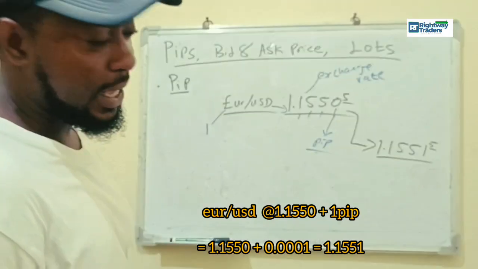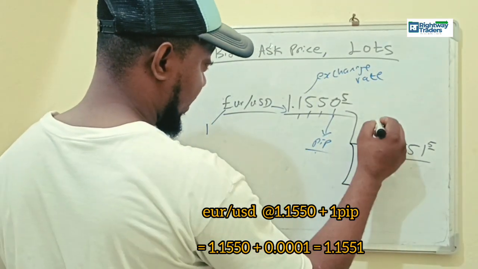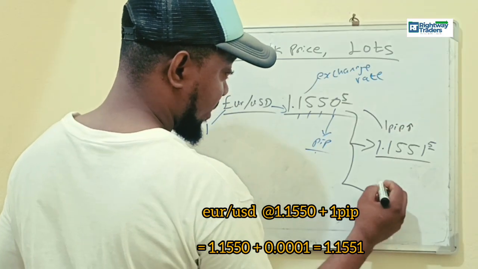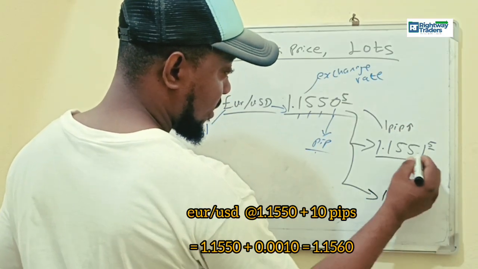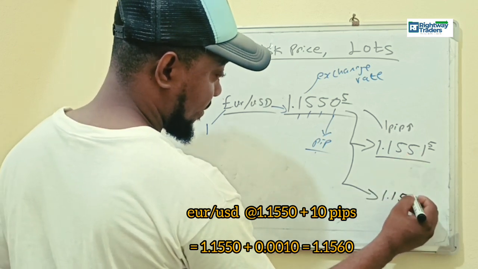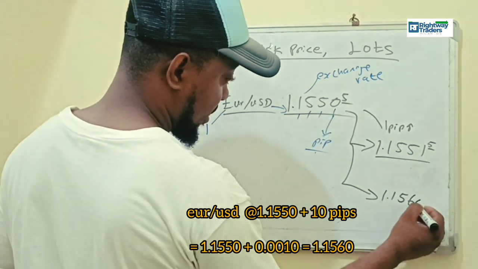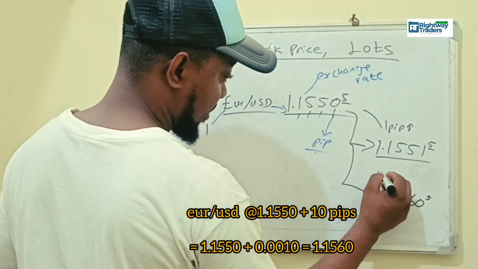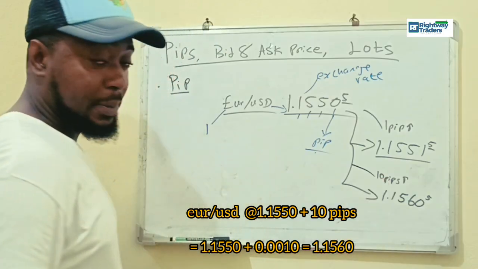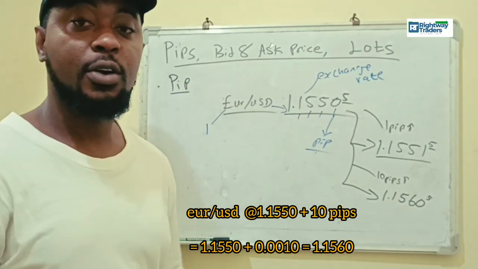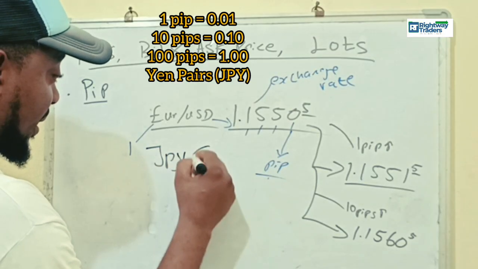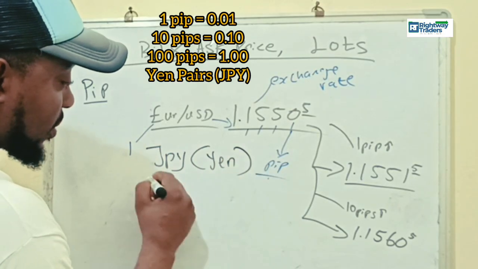Another example: if it increases by 10 pips, which means we add 10 pips to the last four digit number, it's going to give you 1.156. Remember, this value 0.5 increased by 10 pips. So in forex trading, pips are what we use in measuring currency pairs, apart from the JPY pairs, the Japanese yen.